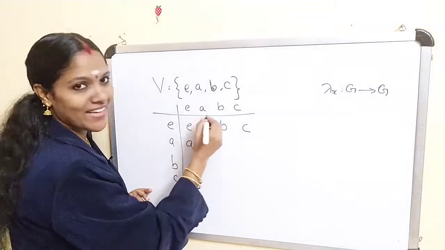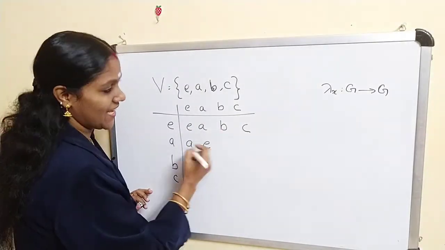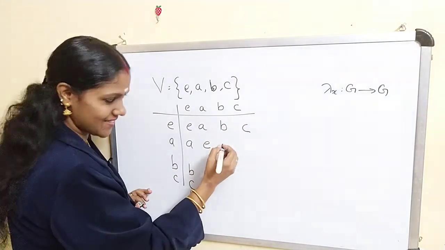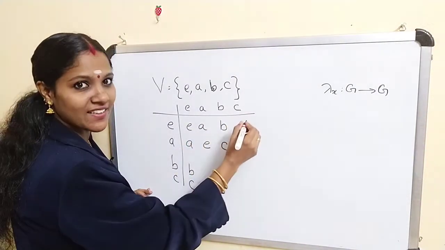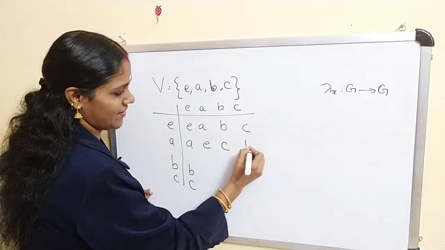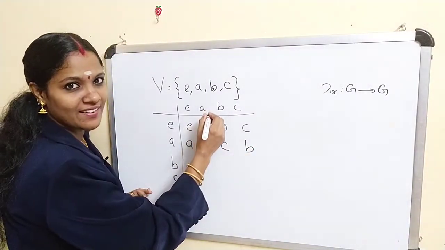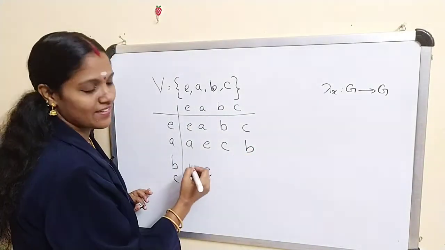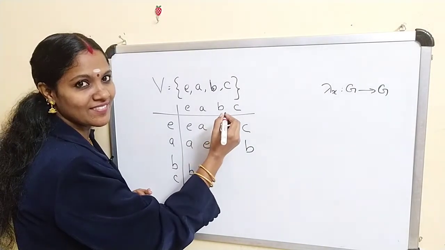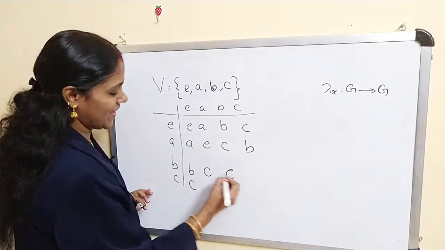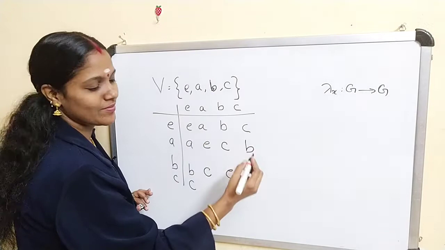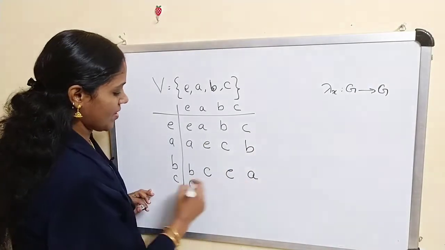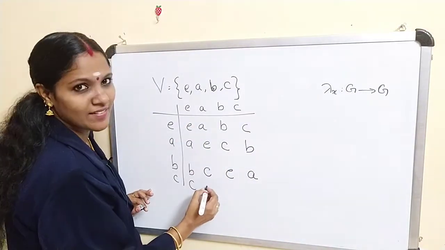What about aa? e. ab, c. ac, b. ba, c. bb, e. bc, a. ca, what is ca?